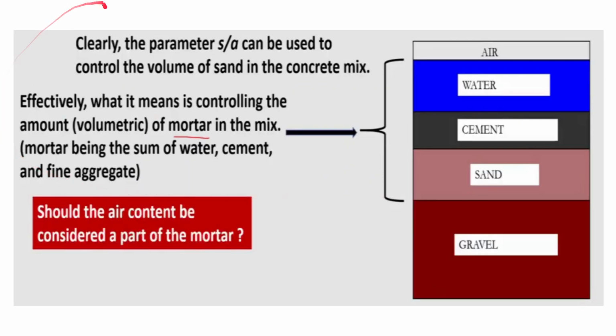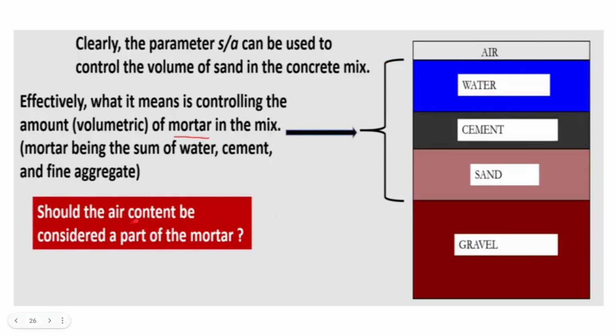Clearly, the parameter S by A can be used to control the volume of sand in the concrete mix. So effectively what it means is controlling the volumetric amount of mortar, because sand is basically present in mortar, so we can consider everything together. And the question is, should the air content be considered a part of the mortar? That is one of the questions which we will discuss later.